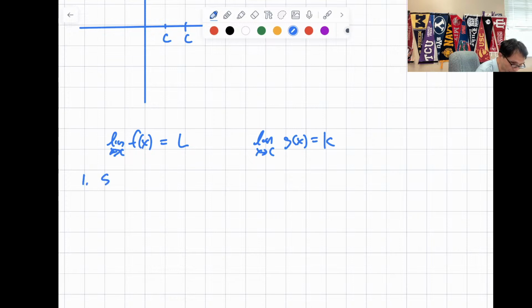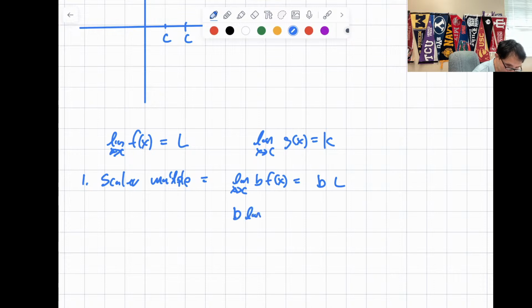It's called scalar multiple. Now you don't have to understand this, but the limit as x approaches c of b times f of x is equal to BL. The reason it's equal to BL is that you can take a B outside the limit. If the limit as x approaches c of f of x equals L, then therefore it's BL. So B can be taken outside. About limits, you can take a constant outside the limit, just like integration, just like derivative. So that's probably the most important thing here.